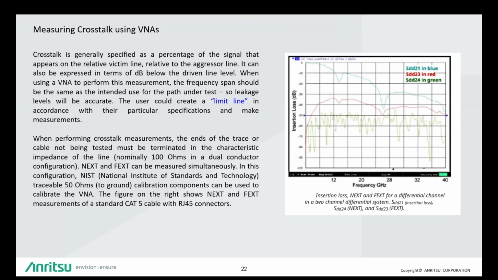And finally, the crosstalk is generally specified as a percentage of the signal that appears on the victim line relative to the aggressor line. Now, it is normally expressed in dBs. And what users usually do is create a limit line in accordance with their specs and then make the measurements.